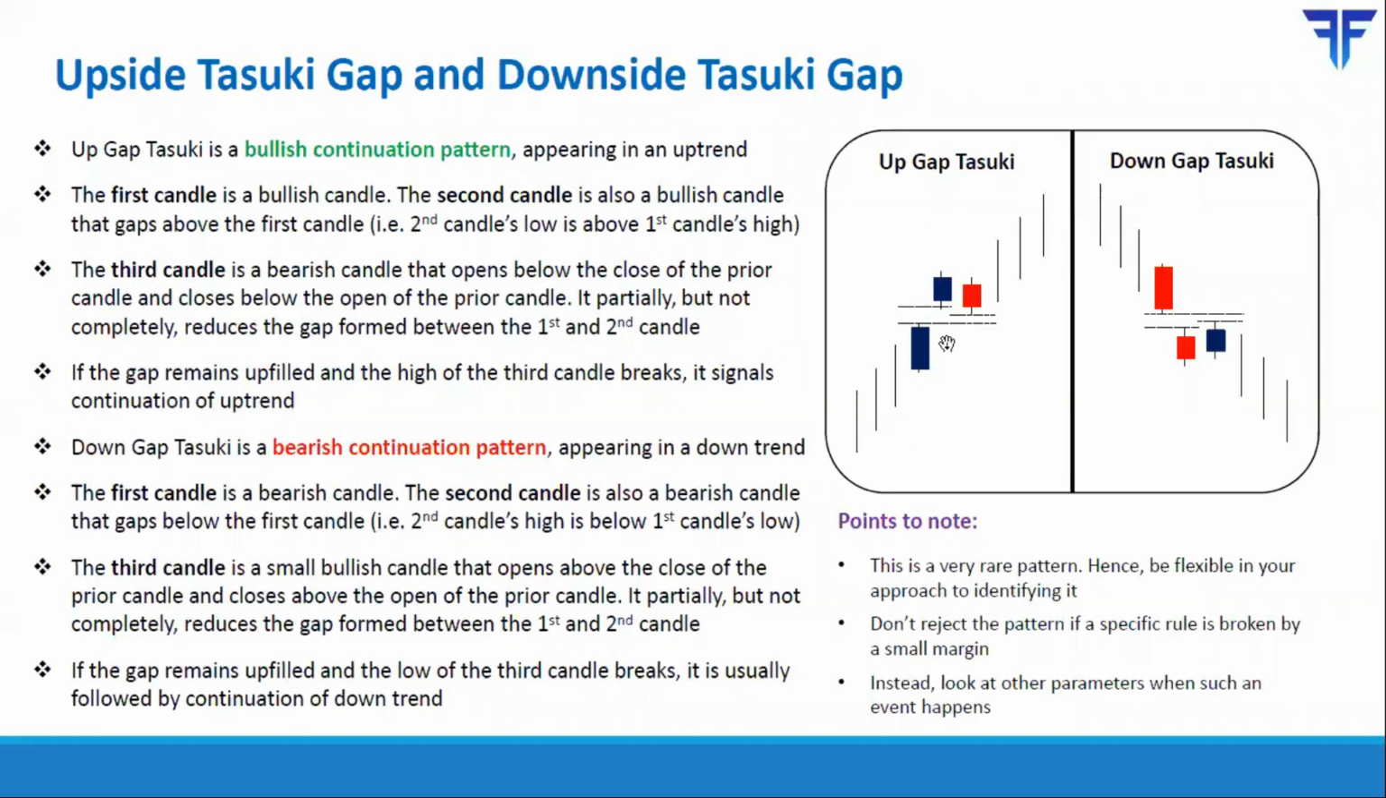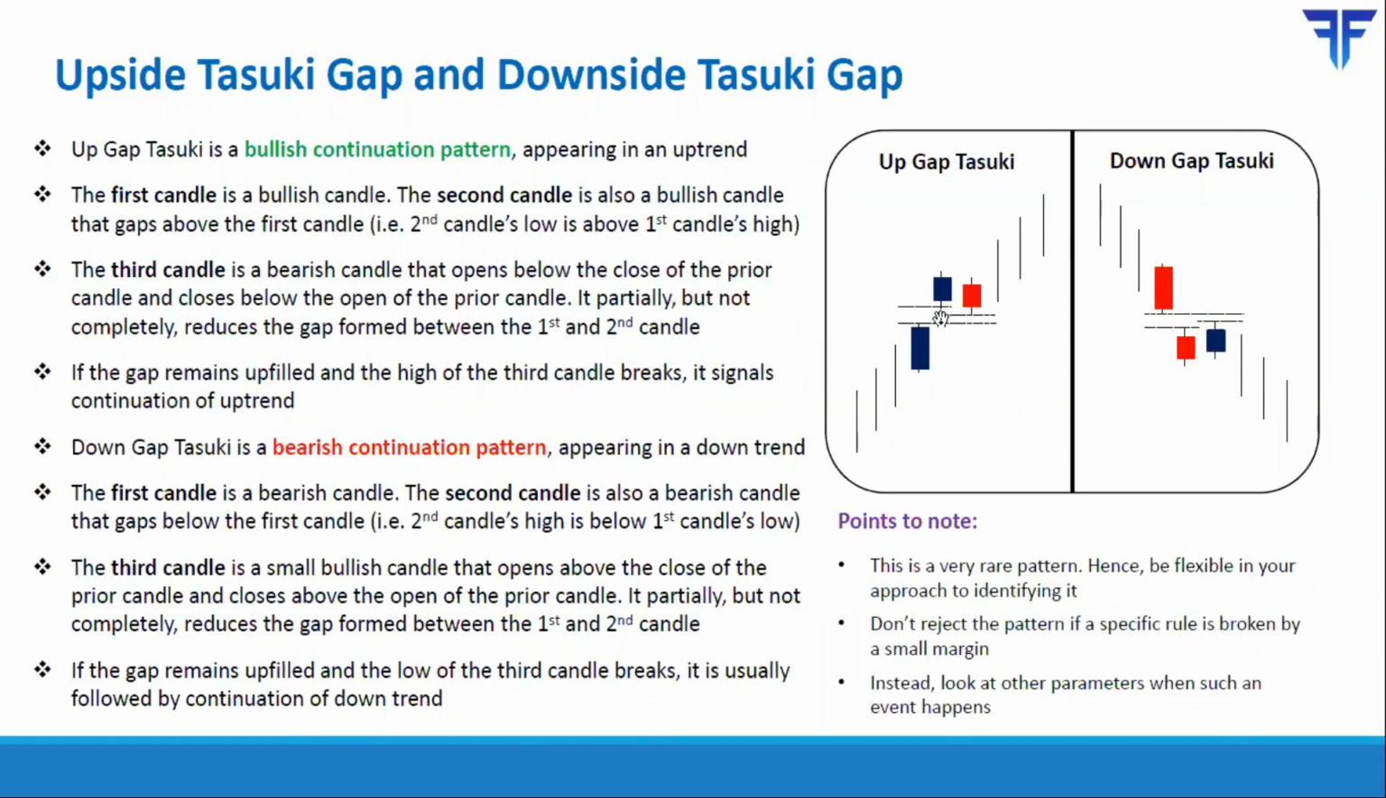So the first of the three candles in an upside Tasuki gap is a nice bullish candle, which tells you that buyers continue to remain the dominant force until the completion of the first candle. Now the second candle gaps up above the first candle, and it is another bullish candle. As you can see here, I've marked it using horizontal lines. There is a gap between the high of the first candle and the low of the second candle.